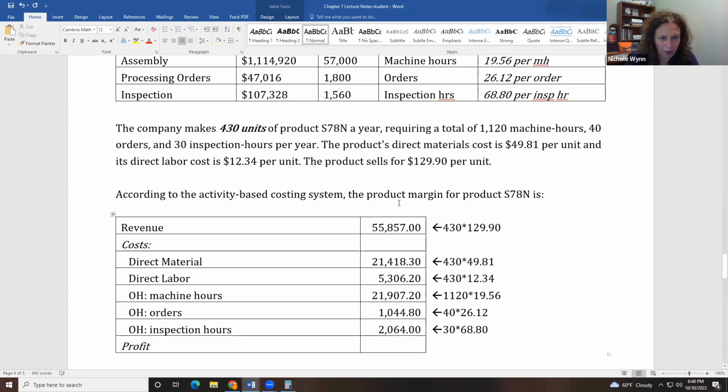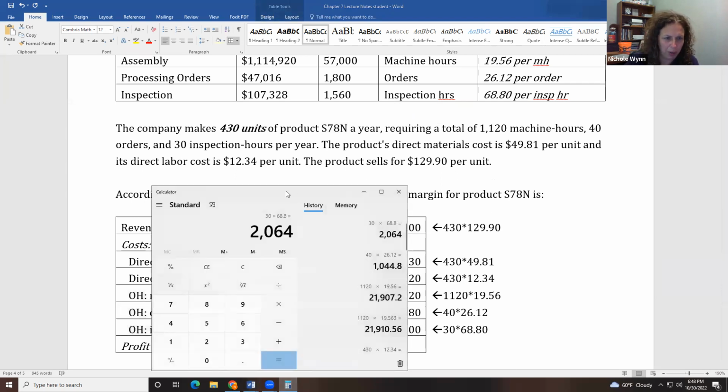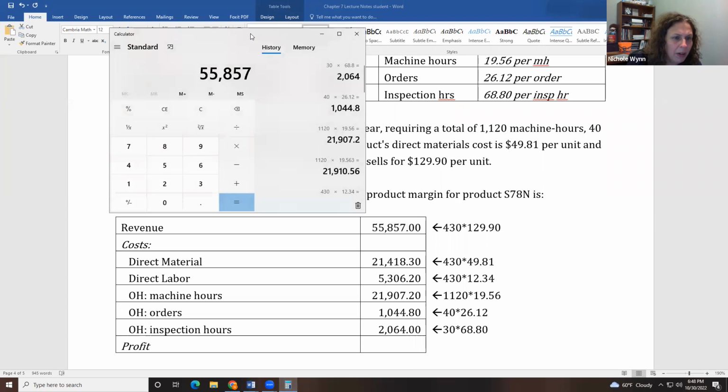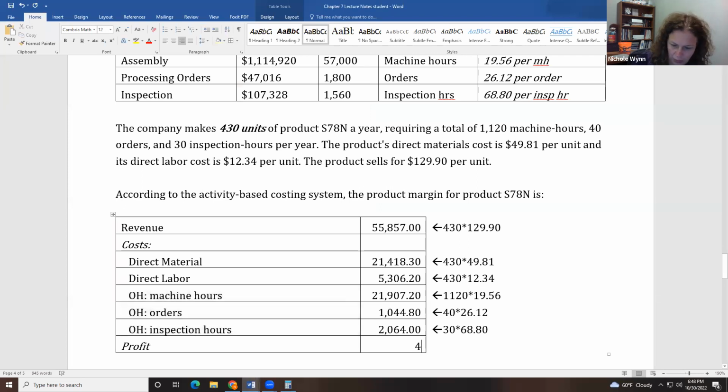Okay, and so my profit is my revenue minus my costs. I'm just looking at this one particular product, S78N, weird. And I want to know, using activity-based costing with multiple drivers, what is the margin? Let's see how much money we make on this little fella: $55,857 minus the costs is $4,116.50. This is our profit on this particular product.